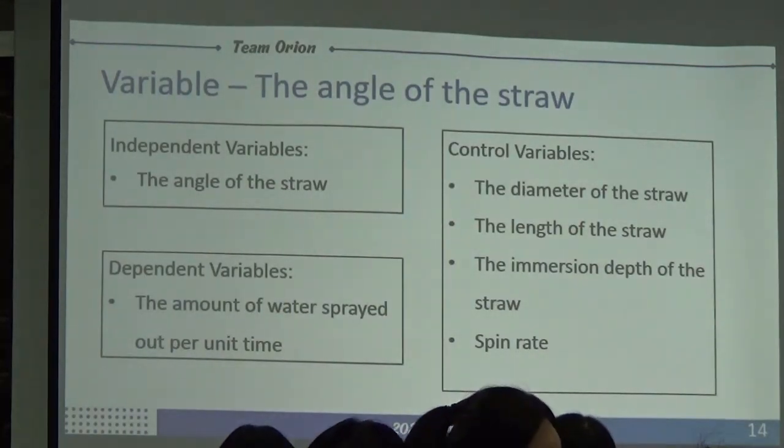This is the first variable, the angle of the screw. The independent variable is the angle of the screw. And the dependent variable is the amount of water spread out per unit time. And the control variables are the diameter of the screw, the length of the screw, the immersion depth of the screw, and the filter.